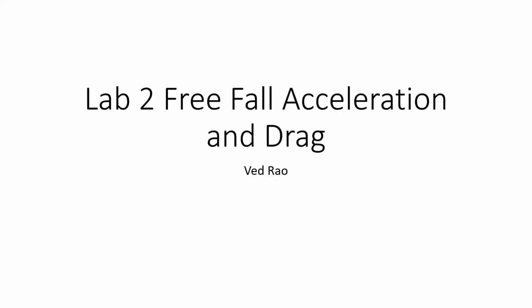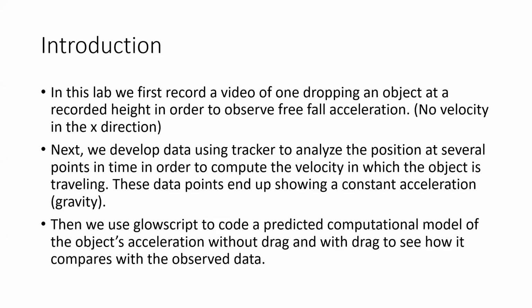Lab 2, free fall acceleration and drag. In this lab, we first record a video of dropping an object at a recorded height in order to observe free fall acceleration. There's no velocity in the x direction. Next, we develop data using Tracker to analyze the position at several points in time in order to compute the velocity at which the object is traveling. These data points end up showing a constant acceleration, which ends up being gravity.